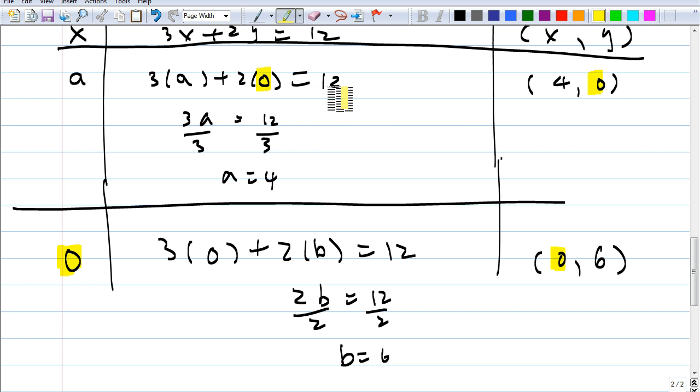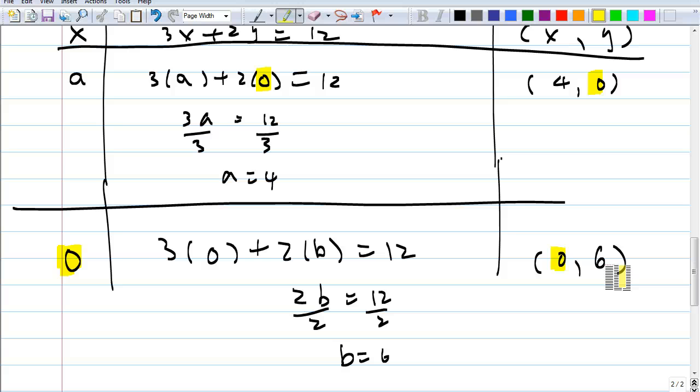So I found my A and B, right? What's your A? 4. What's your B? 0. And then the ordered pairs are 4, 0 and 0, 6. Any question? Does this make sense? I got a lot of blank faces and people throwing stuff at other people. That's not good. Any question?